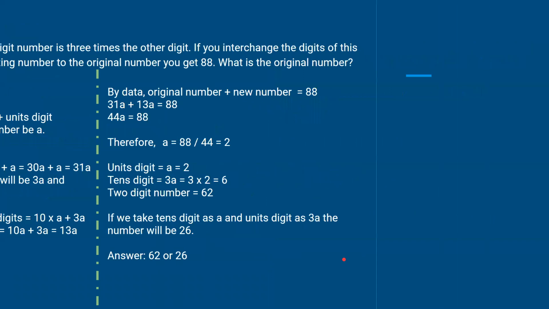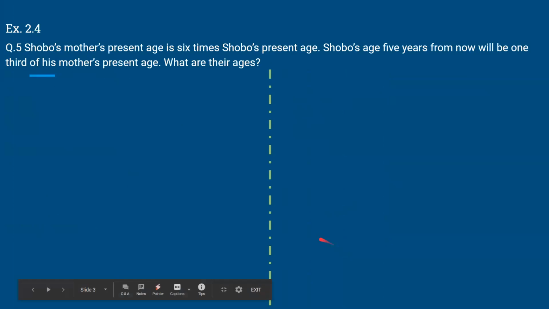Now let us move to the next question. Shobo's mother's age is 6 times Shobo's age. Shobo's age 5 years from now will be 1/3 of his mother's age. What are their ages? That is, Shobo's mother's age is 6 times Shobo's age.